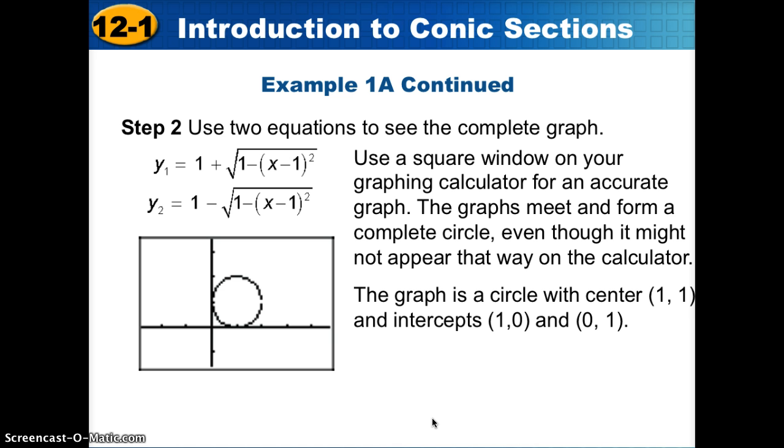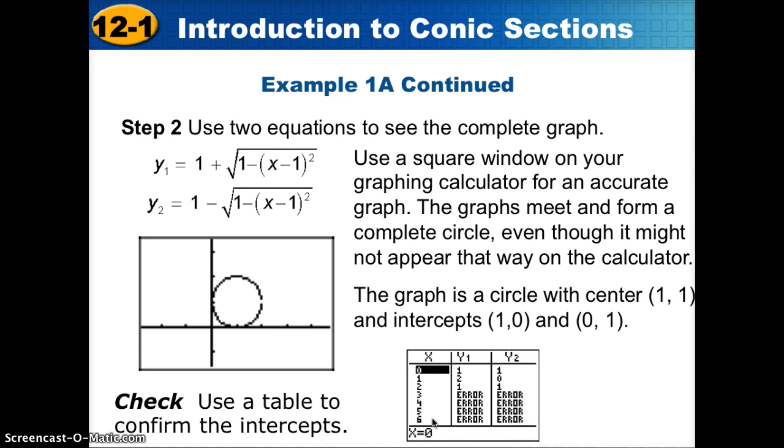Okay, the other thing that you need to remember on this is, so that the shape looks like it's supposed to look, you're actually going to do a zoom square on the calculator. And you can see what this circle looks like. Hopefully yours on your graphing calculator looks exactly the same. And you can see where the center is using your trace key. And you can see where the intercepts are of this circle. And you can see that it has a radius of 1.